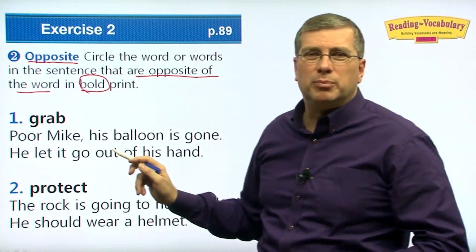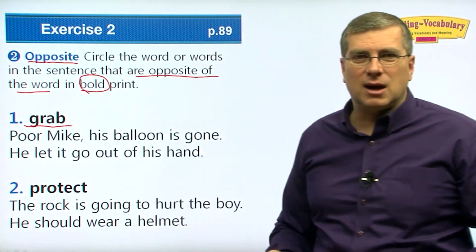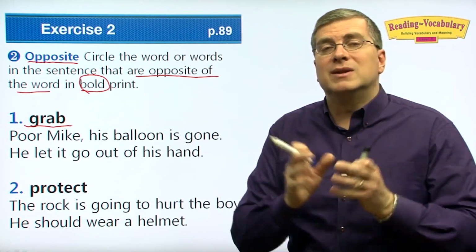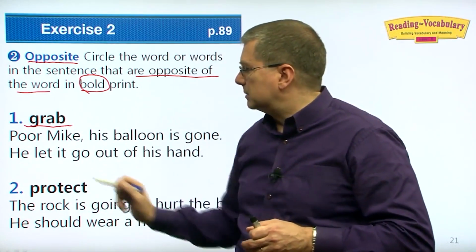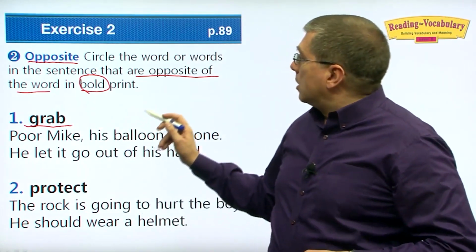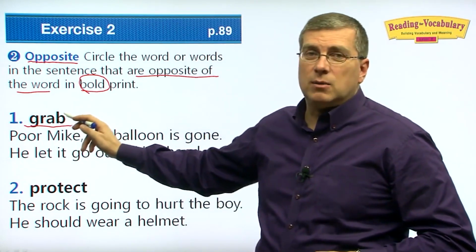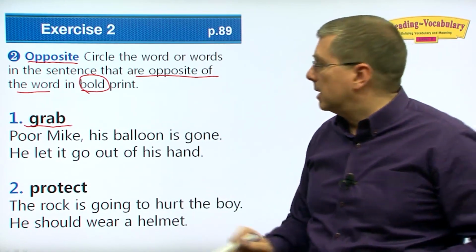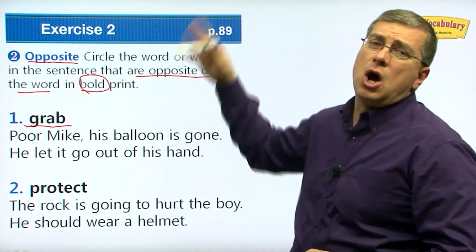What is bold print? That's the heavy, dark print that you see there. When a word is darker and bigger than normal, we say it's bold. Bold print. That's this one here and this one. So, let's circle the word or words that are opposite of this one. Our word here is grab. Number 1 is grab. So our sentence is, poor Mike, his balloon is gone.